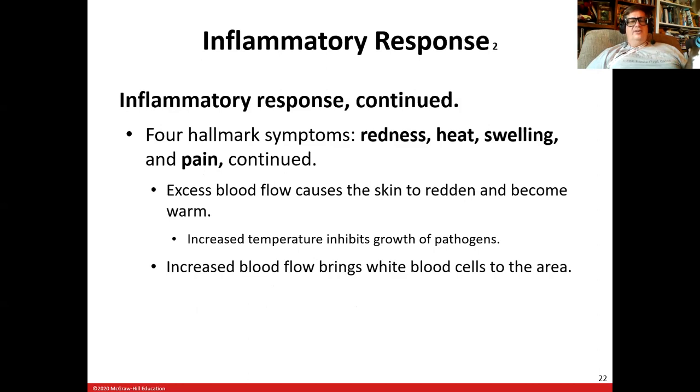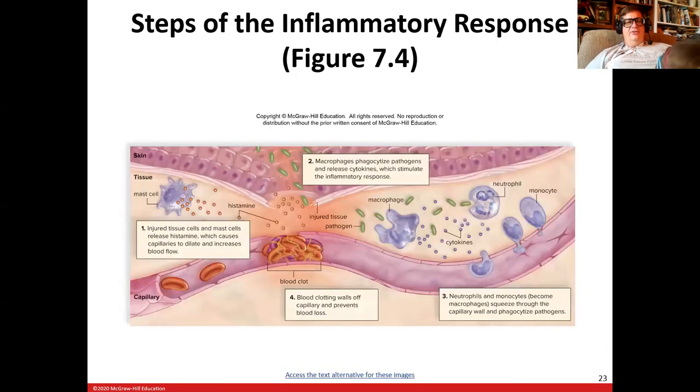Four hallmarks: redness, heat, swelling, pain. Excess blood flow causes the skin to redden. Yeah, you've heard that. The increased temperature will inhibit growth of pathogens. Basically, you are trying to denature the bacterial proteins. You're making it harder for bacteria to multiply by trying to heat up the body enough that some of the bacterial proteins don't work as well. The increased blood flow is going to bring a lot of white blood cells to the area. Obviously, lots of neutrophils. They're your fighters.